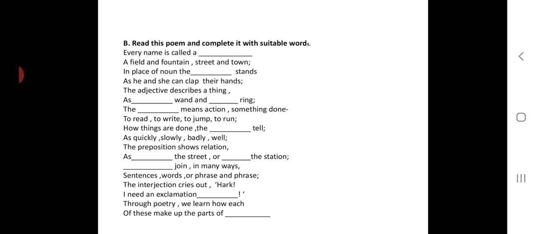Then come to the next blank space. The dash means action, something done. What means action? The verb means action, right? Similarly, you need to do the rest of the blank spaces on your own.